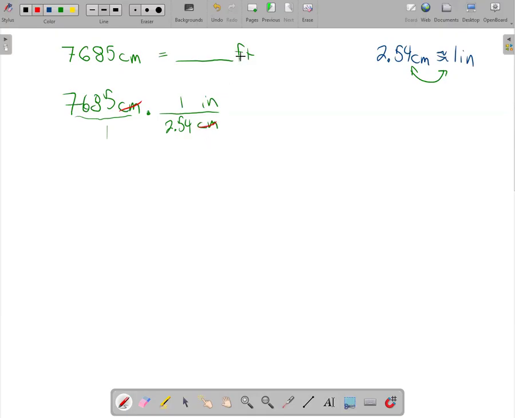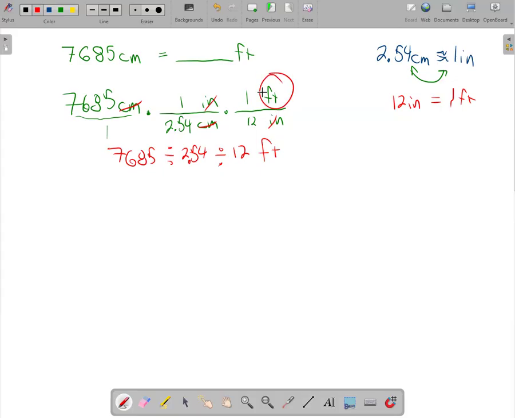Now, that gets me one step closer to where I want to be. I'm at inches, but I really want feet. And hopefully we remember that there are 12 inches in a foot. And so I can just tack on another conversion fraction to get rid of inches. Always remember the unit has to go in the opposite place. And there's 12 inches in 1 foot. So what this tells me is starting with 7,685, I should first divide by 2.54, excuse me, and then divide by 12, because they're both denominators. And that will give me an answer in feet, because that's the only thing left.